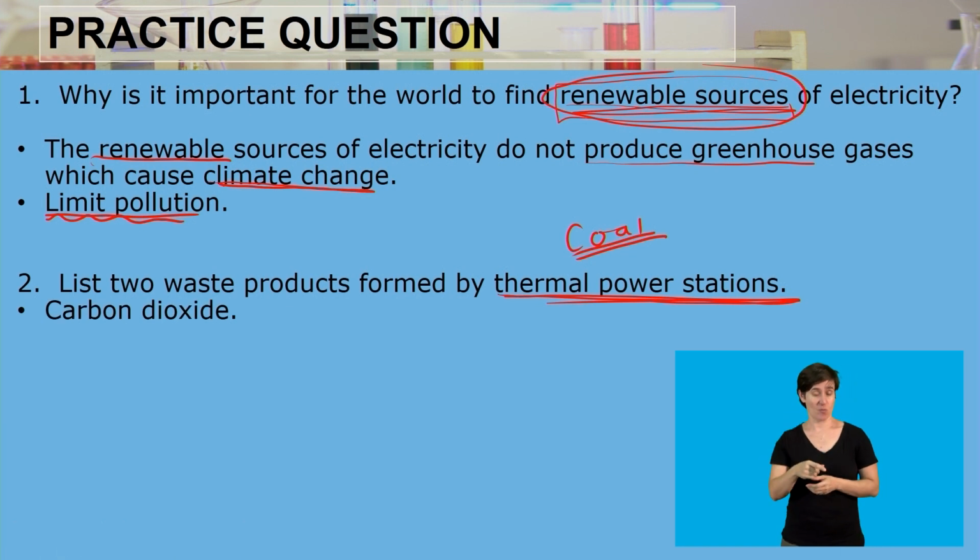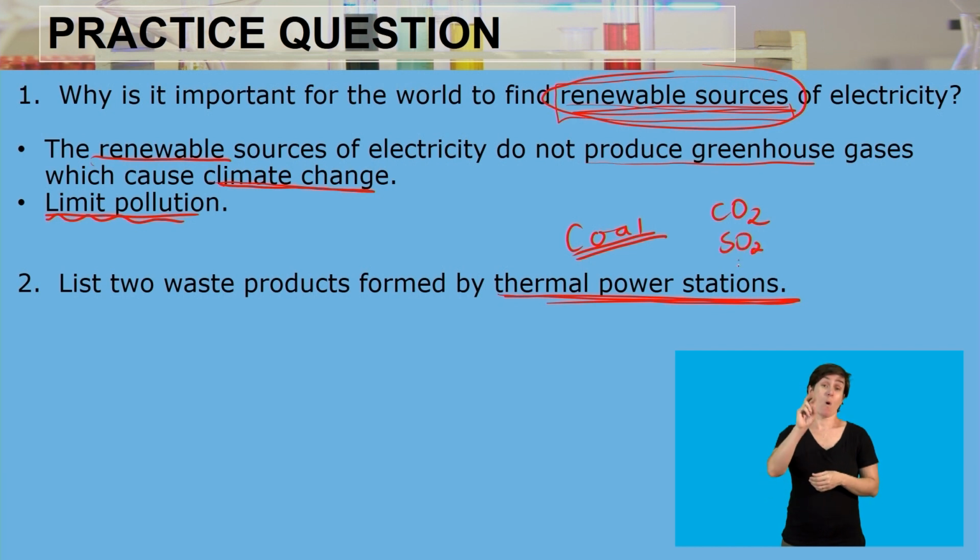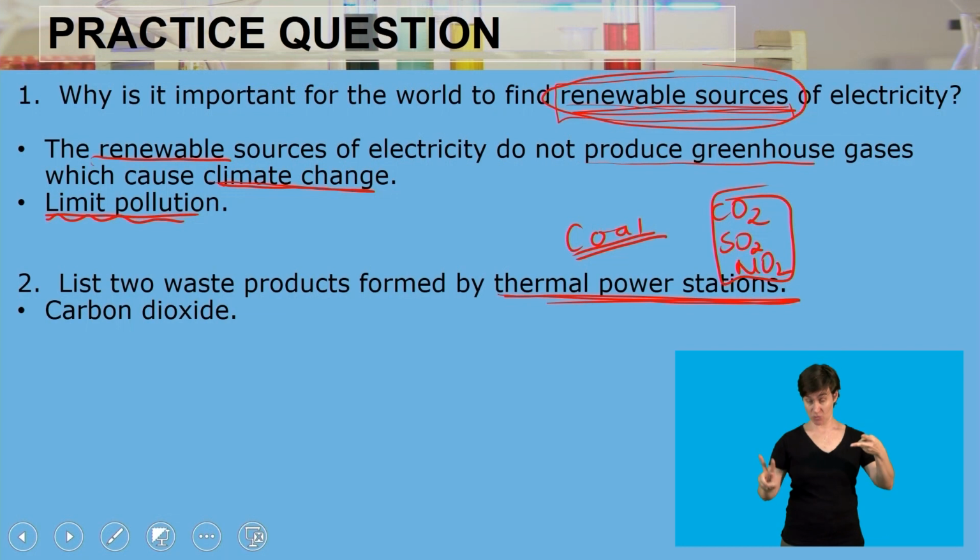We do know that as we are burning the coal, what is going to be produced as a waste product is either our CO2, our SO2, or even our NO2. All these oxides are going to be produced, and therefore they are going to have a negative environmental impact. Some of them can cause acid rain, and some of them can even cause global warming. So the two waste products formed by thermal power stations are, number one, carbon dioxide, and then number two, dust.